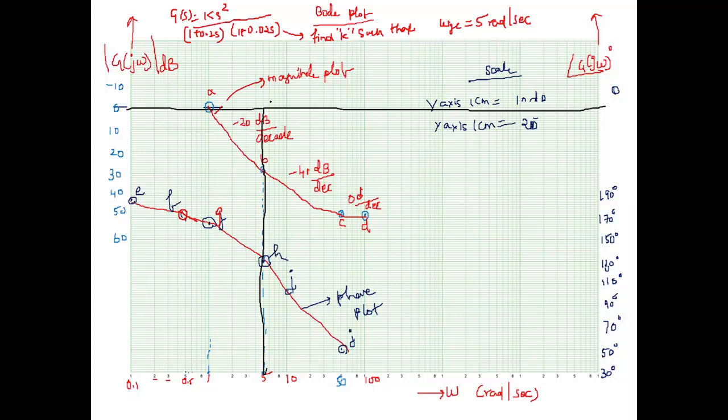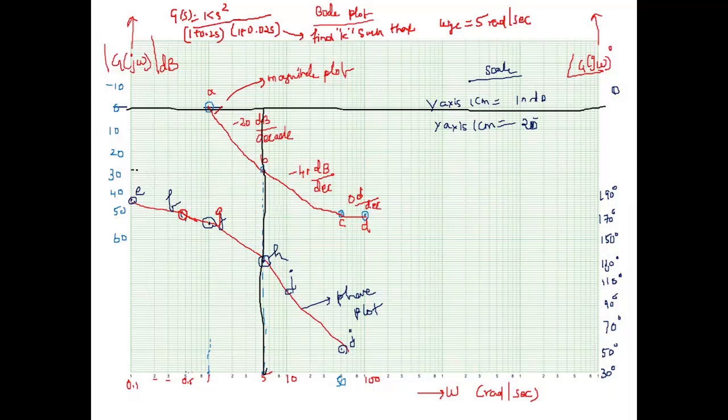Right? And this is my magnitude plot. At the gain crossover frequency, this is my 0 dB. Now at the gain crossover frequency, where omega g is crossing, you have to note down the corresponding gain.